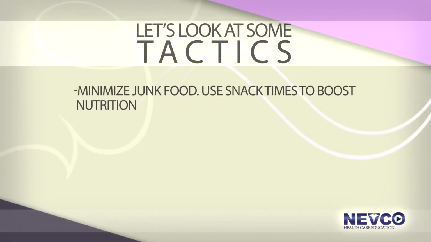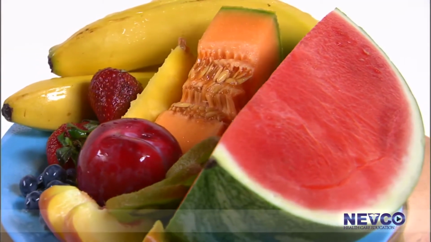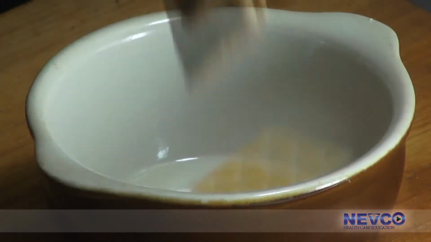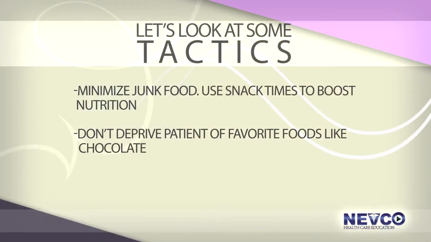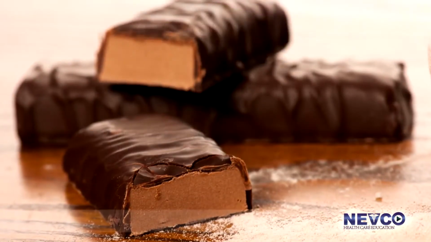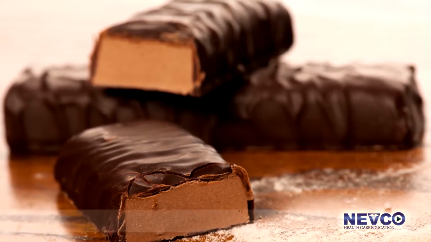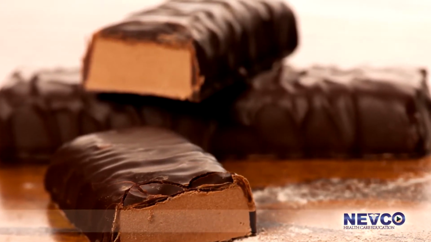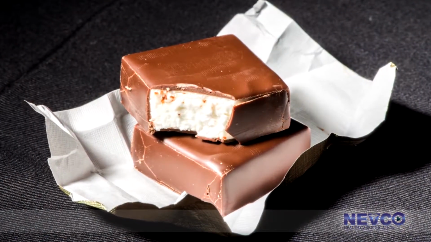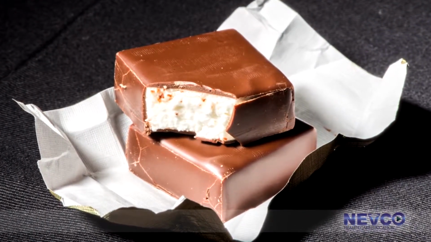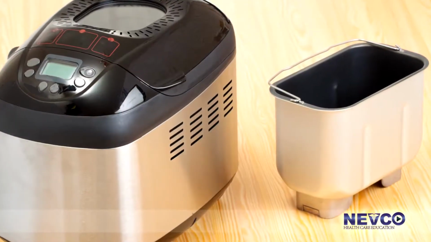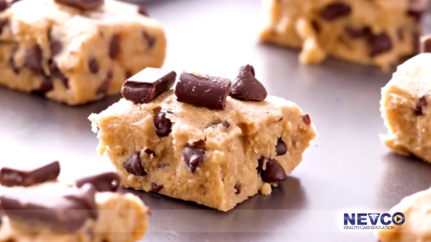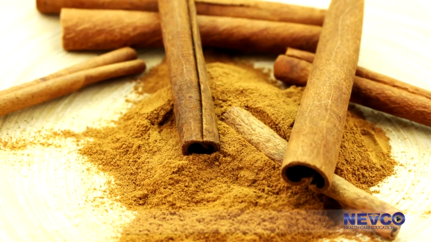Minimize junk food. Use snack times to boost nutrition by serving fresh fruit slices with yogurt for dipping, crackers with cheese, or peanut butter. Don't deprive patient of favorite foods like chocolate. Instead, provide small slices of a chocolate-covered protein bar that you can offer as candy. Be creative to enhance cooperation and maximize nutrition. Use aromas to stimulate appetite. Use a bread maker, store-bought cookie dough, or simmer cinnamon sticks in boiling water.